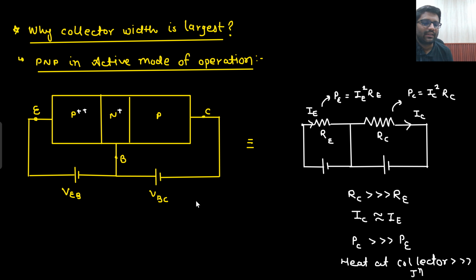Yeah, this is one more thing. If this particular width was not much larger, then it might happen that this will be completely depleted of charge carriers. Basically, you are applying a reverse bias here. If you keep on increasing this reverse bias, the depletion region will extend. So if the collector is not very wide, it might be completely depleted of charge carriers, and if it is completely depleted, then current will not flow. So that is also one of the reasons. Along with that, the other reason was to compensate for the heat that is generated.